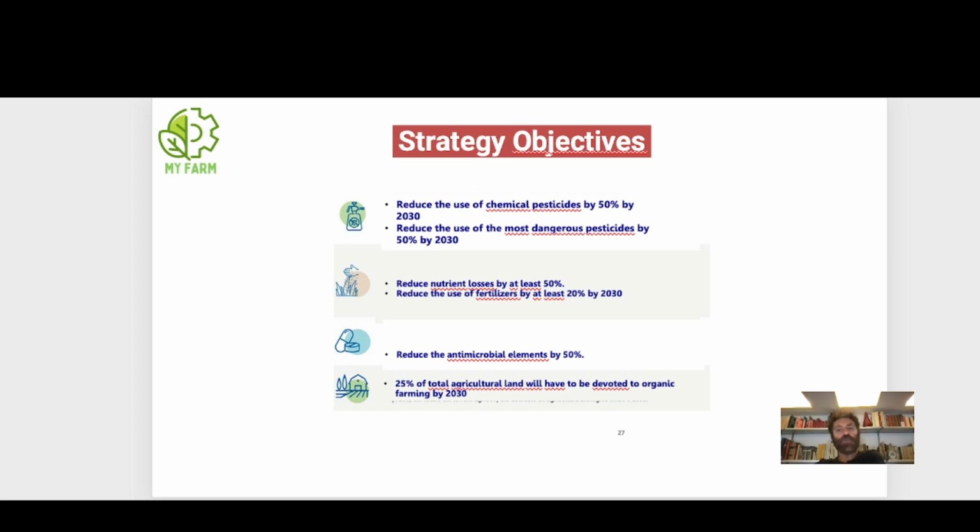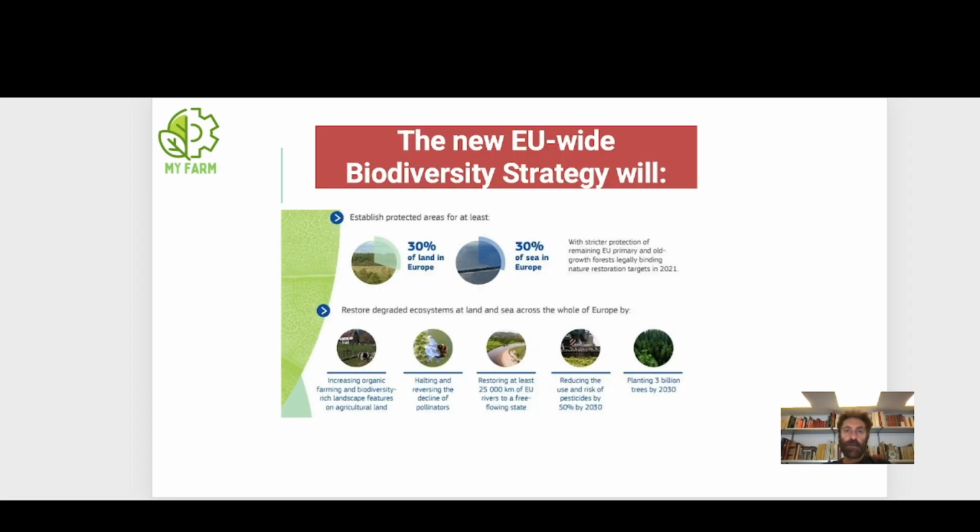So the strategic objectives of the European Union and the Common Agricultural Policy to reduce chemical pesticides, reduce nutrient loss, reduce fertilizer and antimicrobial use, and so on, could conflict with the new challenges that European farmers have to face in the future decades.